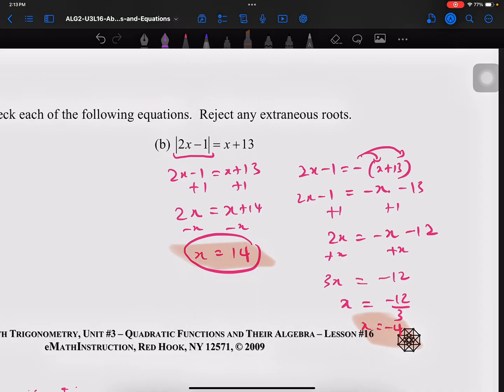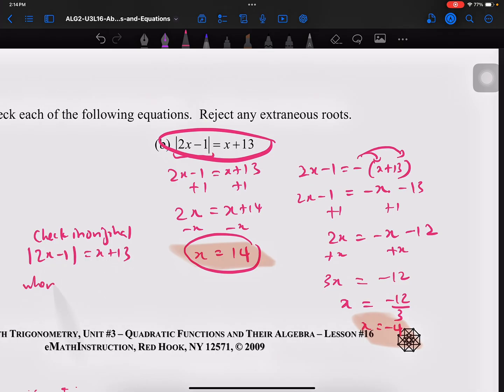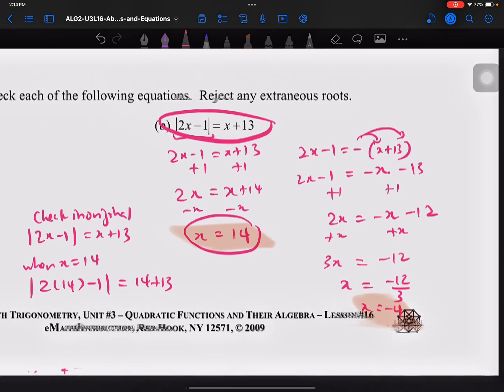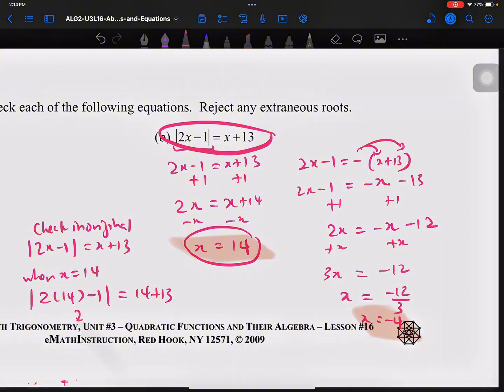So you need to put them back and check in the original. So this is the original: absolute 2x minus 1 equal x plus 13. When x is 14, put inside. 2 times 14 minus 1 equal 14 plus 13. So the left side is 28 minus 1 equal 27. So it is absolute 27. Open the absolute, it is 27.